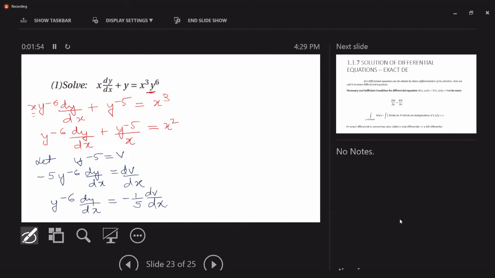The next step is, of course, to substitute, and this equation becomes minus 1 by 5 dv by dx plus v upon x is equal to x square. Up to this part, everything is clear? Whatever we did in the theory, that same thing we are doing.